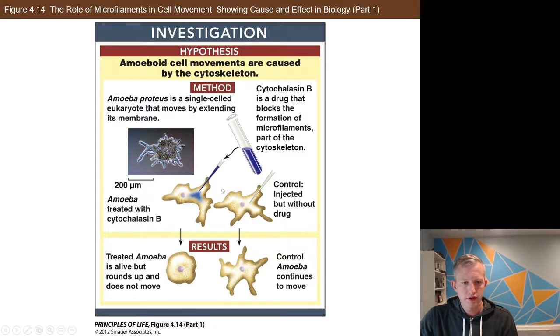And so they treat two amoebas, one with the drug, and the other one receives an injection but doesn't get the drug. That way the injection is not responsible for the effect. So you want to make sure everything's the same between these except for our one specific variable, which is the drug. I can't say that. It's really hard. Cytochalasin. So what they found was that the treated amoeba was alive, but it rounded up and it couldn't move anymore. So that, again, would support the hypothesis that this drug blocks the microfilaments, and that the microfilaments, therefore, are responsible for movement in this amoeba. The control, meanwhile, continued to move.